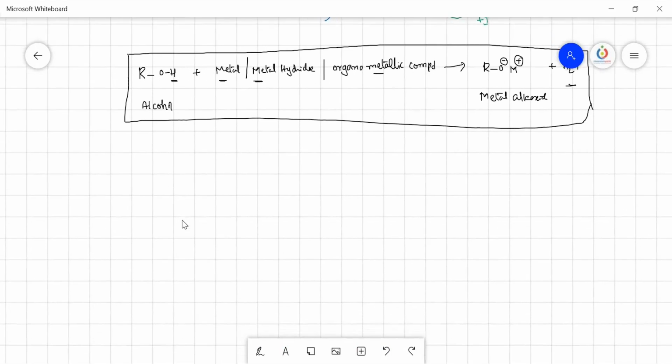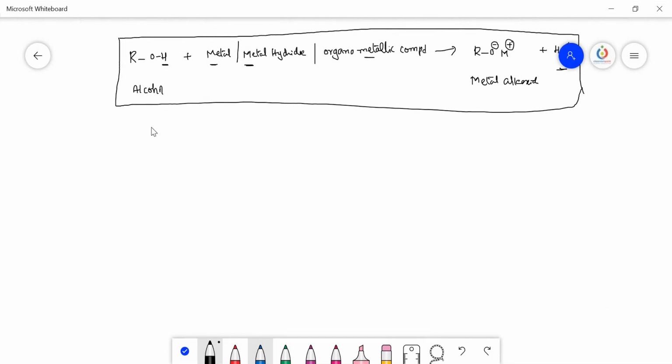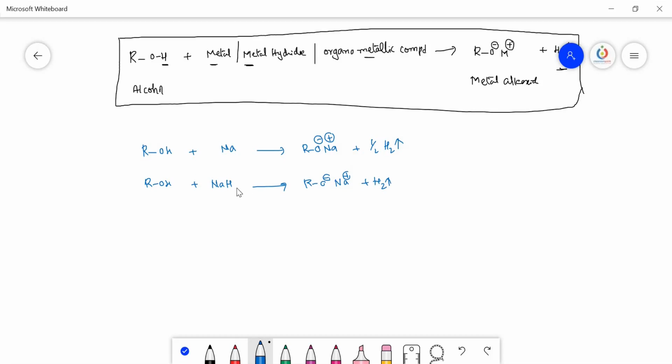Now let us see what is meant by metal, metal hydride or organometallic compound. I'll take some examples here. I'll take the alcohol and subject it with sodium. It forms sodium alkoxide, plus hydrogen gas will be released. Take the alcohol and subject it with sodium hydride. Again it forms the sodium alkoxide and liberates the hydrogen gas, because here complete hydrogen will come. Now take the alcohol and take the organometallic compound like a Grignard reagent, say RMgX.